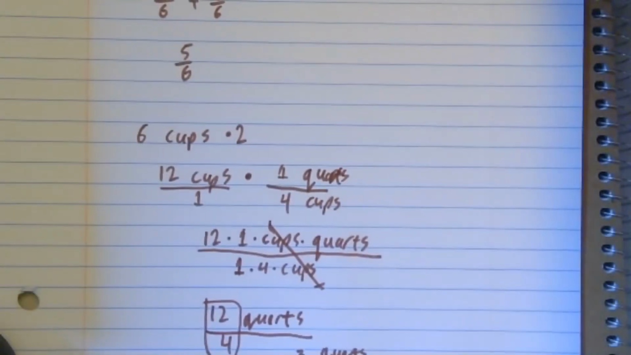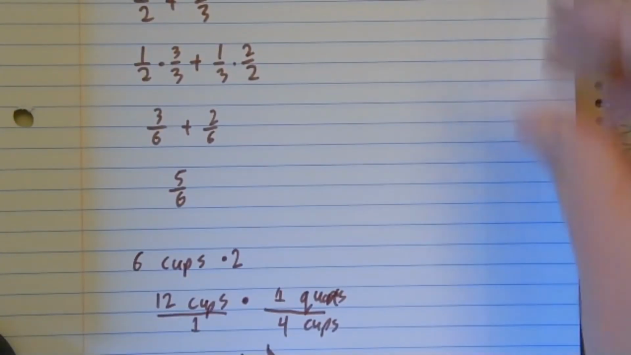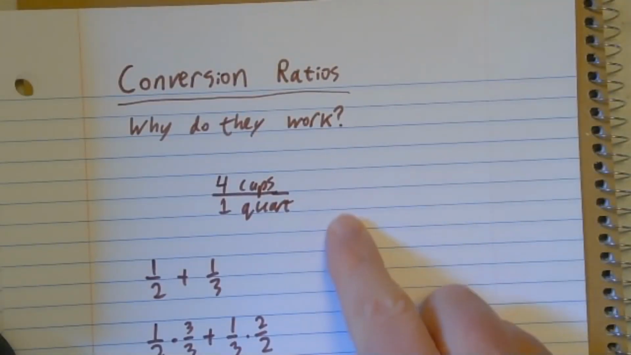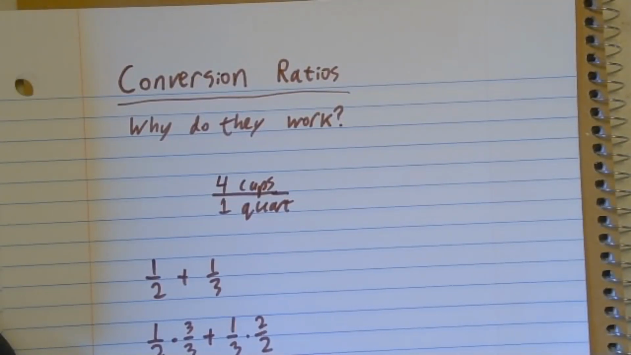So all you need to do with units is make sure you have the same amount, the same length, the same volume, the same whatever it is on the top and the bottom. And then it's just 1.